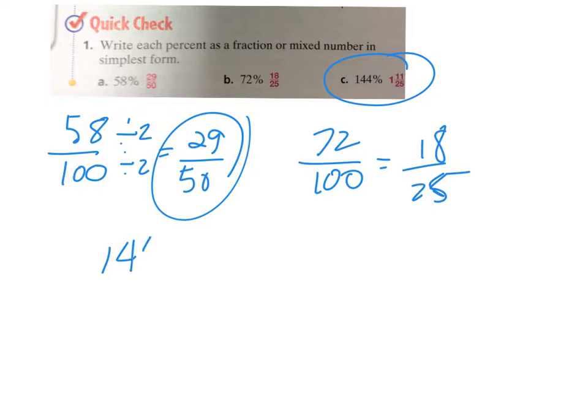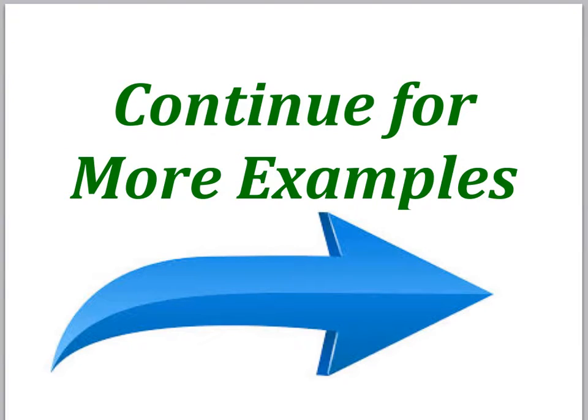144%. 144 out of 100. And again, that does obviously reduce to, well, they're showing 1 and 11/25. But that would be 36/25, I think, once you reduce it. You can put them in the cake, reduce by division, in this case by 4, right? And there you go. That's what we're looking for. Keep on watching this video for another example.